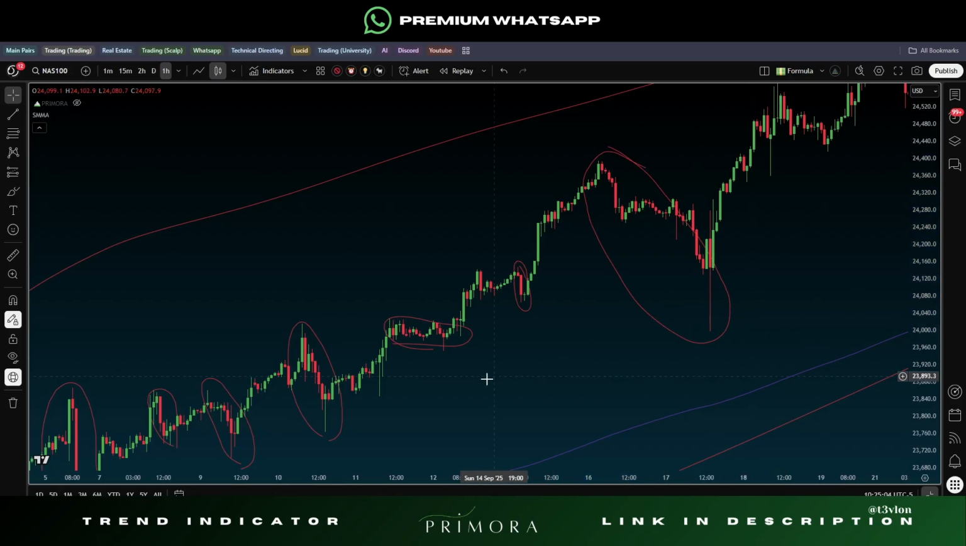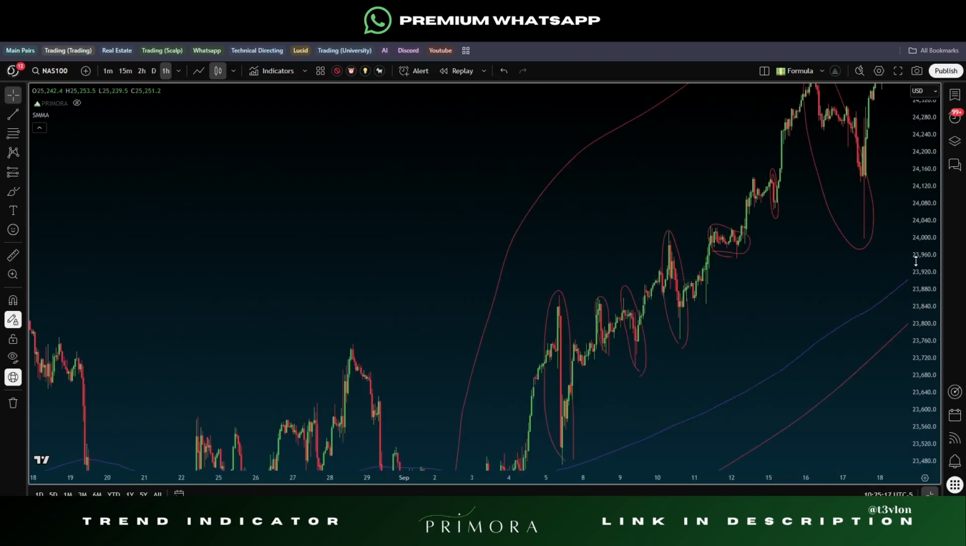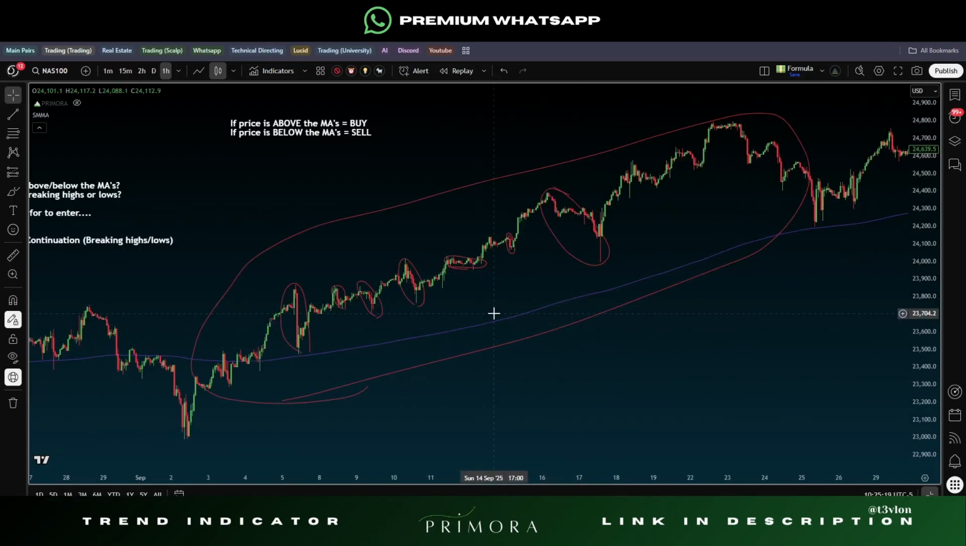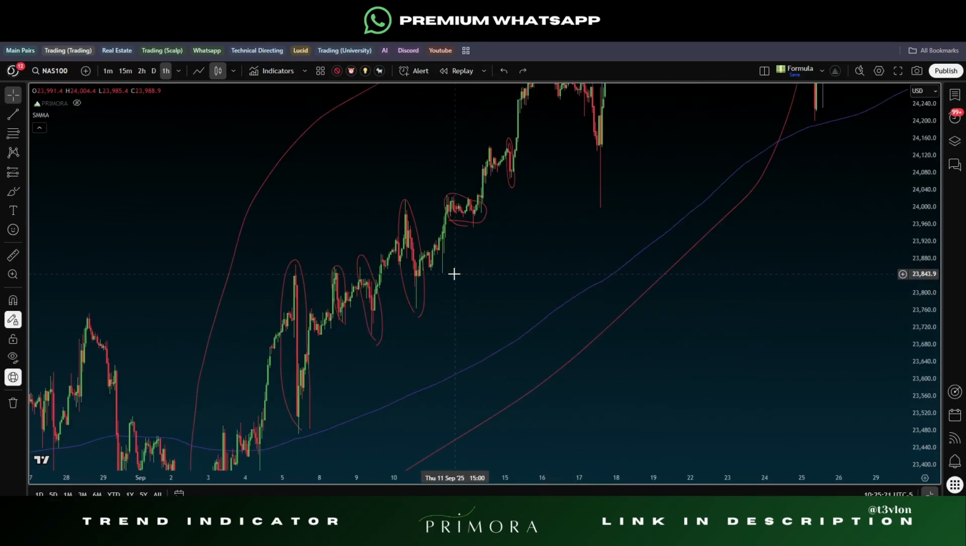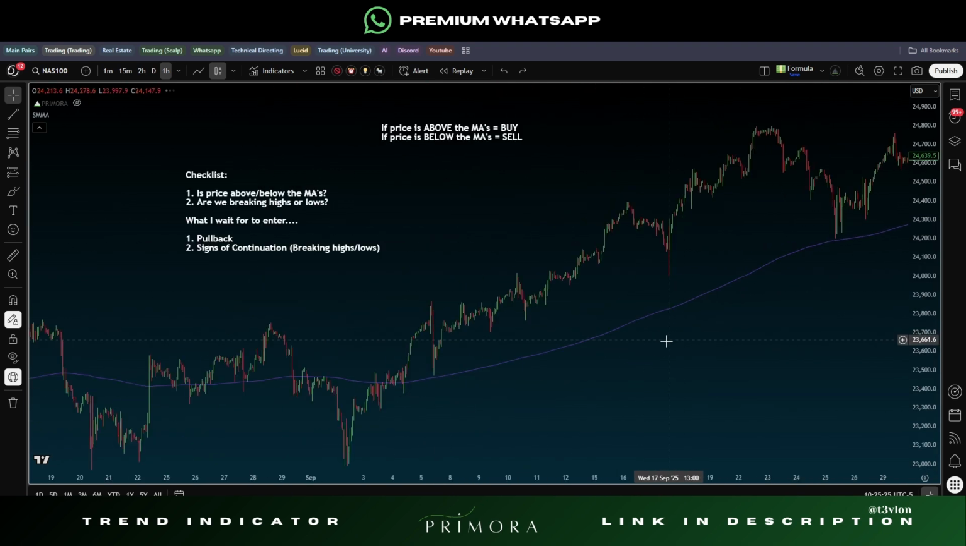Signs of continuation would be you going down into this price action, like on the 5 minute or the 1 minute, whatever time frames you choose, and you'll see price breaking highs in here. And that's how you get to continue, because your higher time frame, which is your 1 hour in this case, is already breaking highs, right? So I don't want to confuse you. I want to keep it simple.